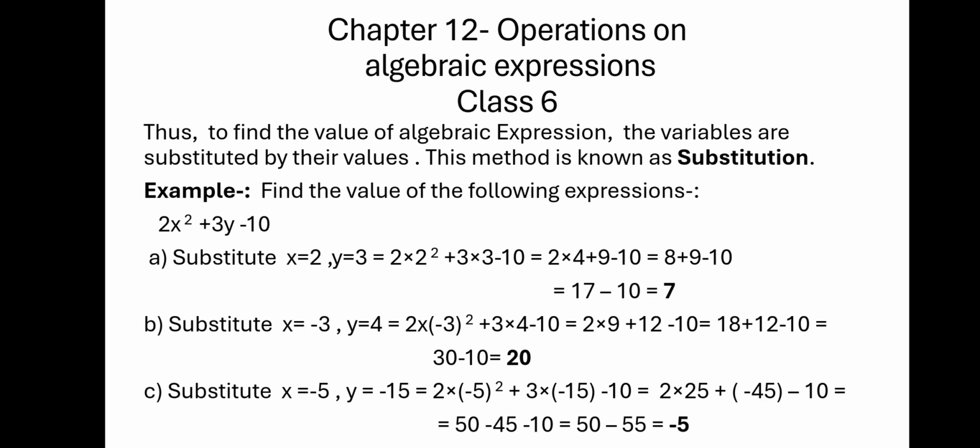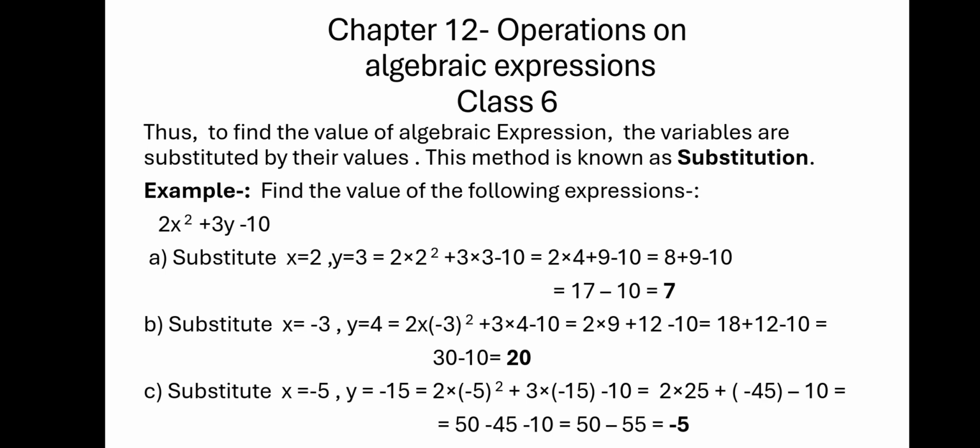Substitute x is equal to 2 and y is equal to 3. So when you substitute it in the given expression, 2 multiplied by 2 square plus 3 into 3 minus 10 will remain as it is. 2 into 2 square means 4 plus 3 into 3 means 9. So 8 plus 9 minus 10, that is 17 minus 10, and the answer is 7.